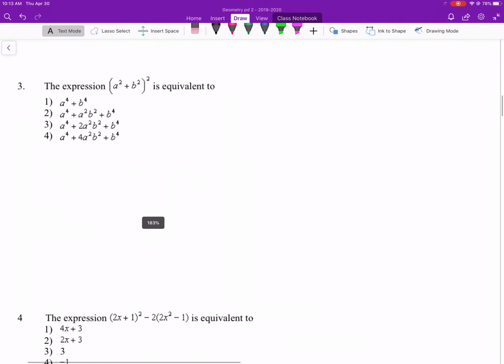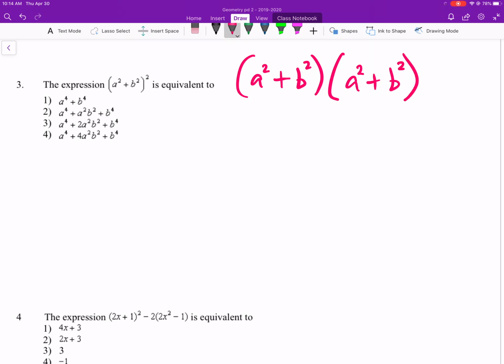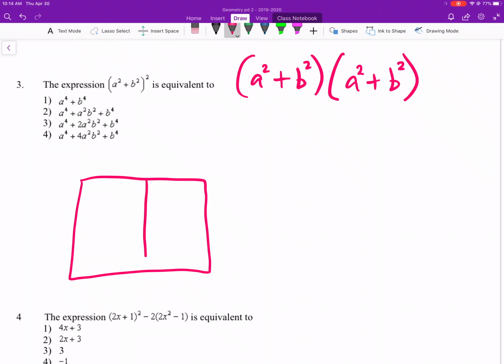Alrighty, next. So the expression a squared plus b squared, all squared, is equivalent to what? If we were to write that out, guys, that's saying to multiply a squared plus b squared times a squared plus b squared, because they put that whole expression to the second power, which means you multiply it by itself. So, box method. Two binomials again. So a squared plus b squared, a squared plus b squared.